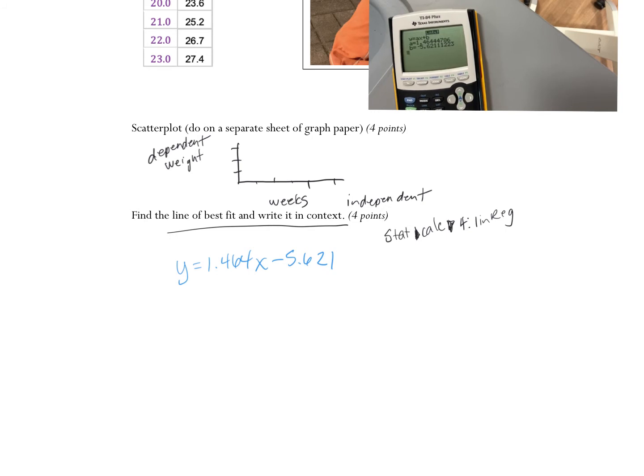Except for, how does this not match what Ms. Meister's asking you to do? I'm asking you to write it in context. So instead, you're going to say her weight is equal to 1.464 times her age minus 5.621. I don't want this answer. I want this one.